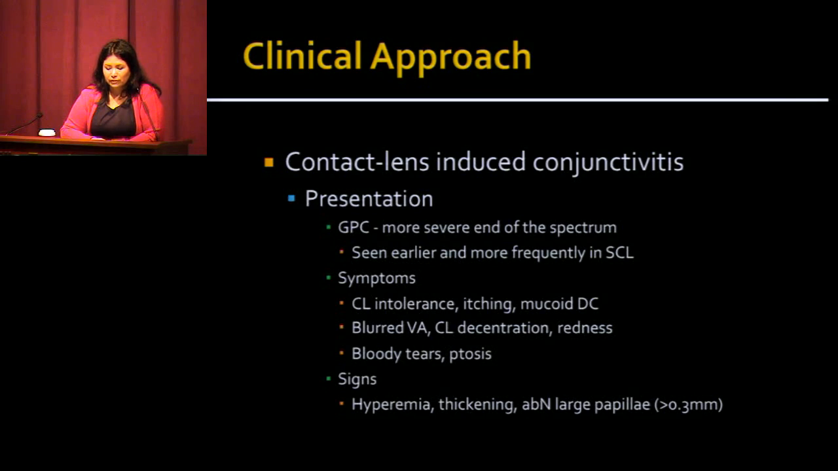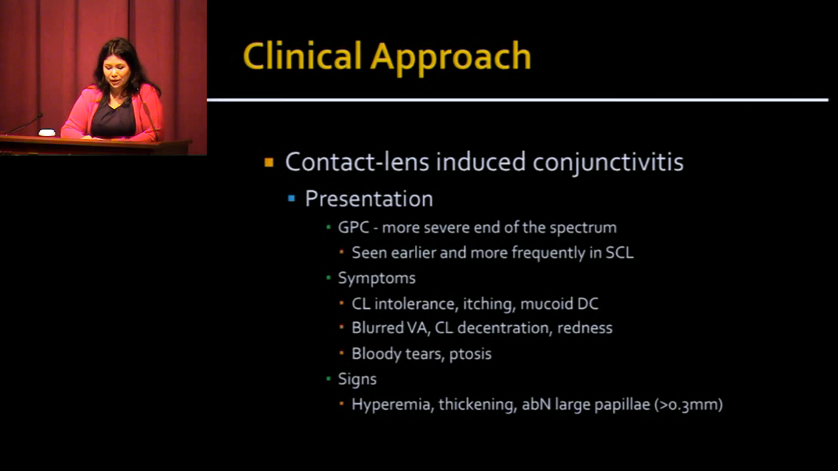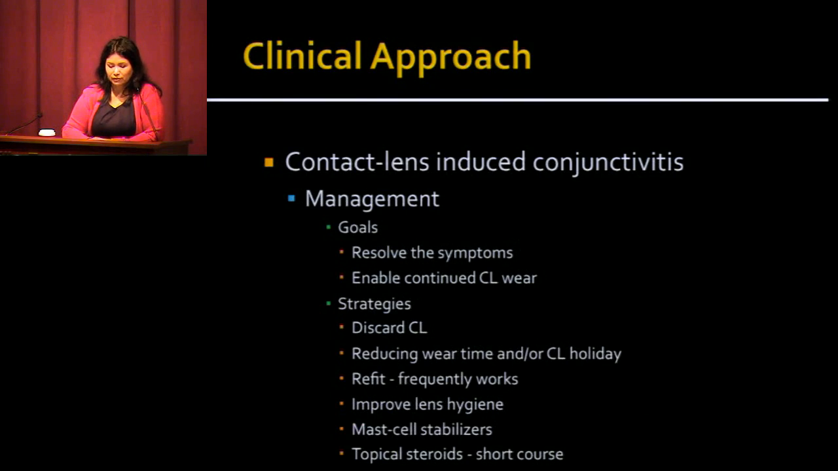So the GPC is a more severe end of the spectrum, and it's seen earlier and more frequently in soft contact lens wearers. They can cause blurred vision, contact lens decentration, again, just intolerability, redness, bloody tears, ptosis, and the signs are hyperemia, thickening, and abnormally large papillae. More than 0.3 millimeters is the definition.